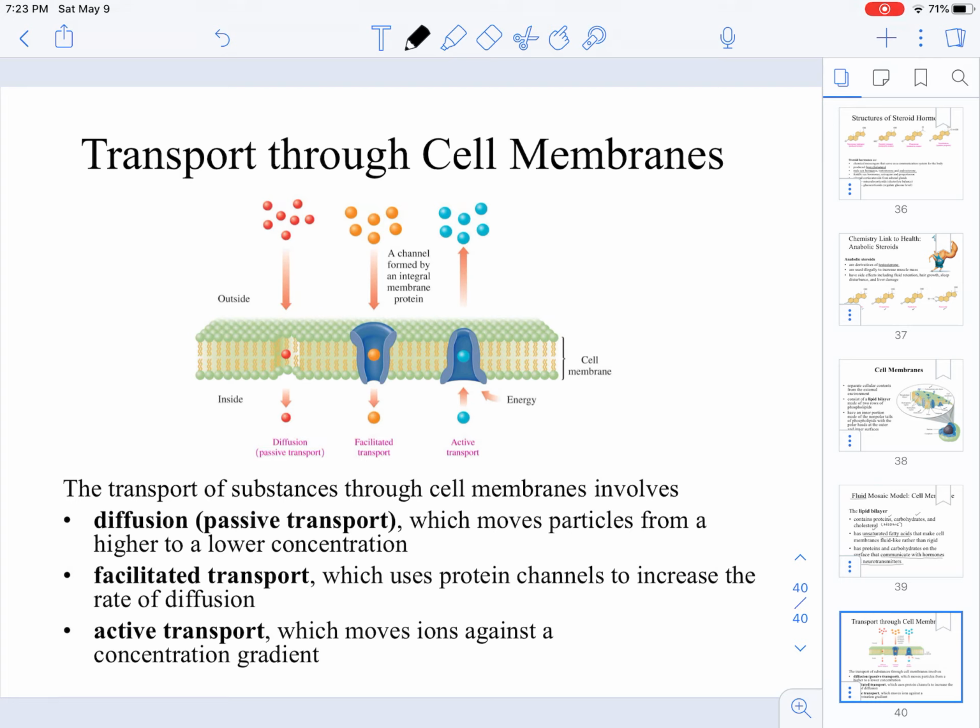Lastly, we need to talk about how things are transported inside and outside the cell. And for this, you guys need to know the difference between diffusion, facilitated transport, and active transport. Those are the three different types of transport that occur at the cell membrane of cells, I should specify. So, understand that diffusion specifically is going to allow particles to move from a higher to a lower concentration gradient. But these molecules are going to go through the membrane freely.